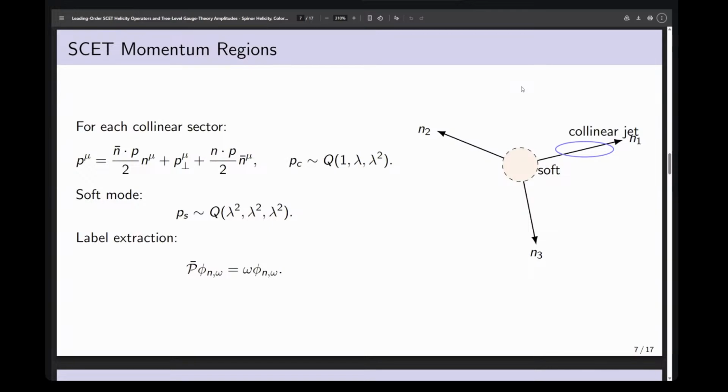Soft collinear effective field theory reorganizes the theory by separating momentum into components along light-like directions. We introduce two null vectors and decompose momentum accordingly. Different modes scale differently, collinear versus soft. Q here is the large energy scale, and lambda is the small expansion parameter. p_c scaling like Q(1, λ², λ) is the collinear particles, jet-like. And this term here is the soft particles, low energy.